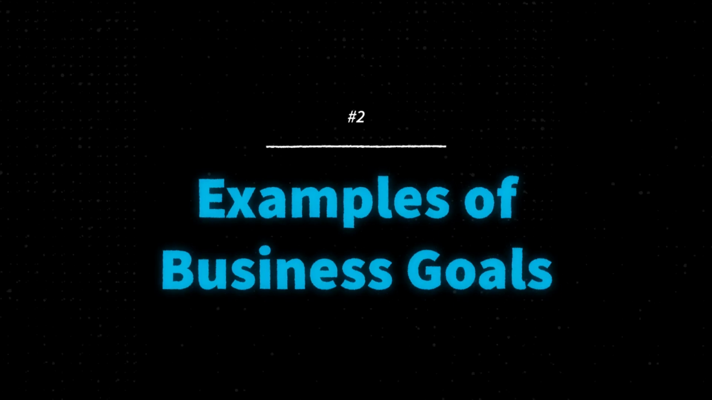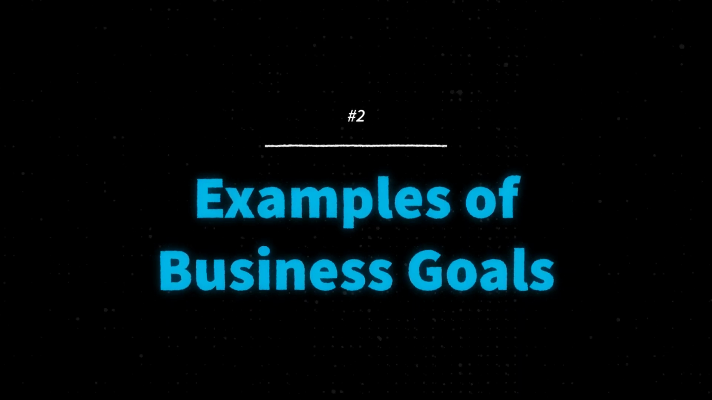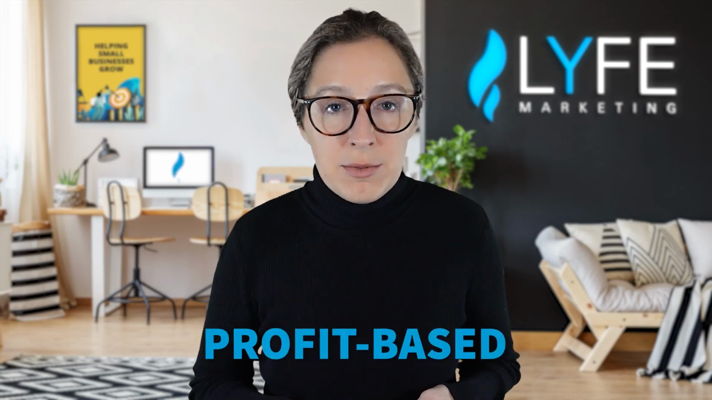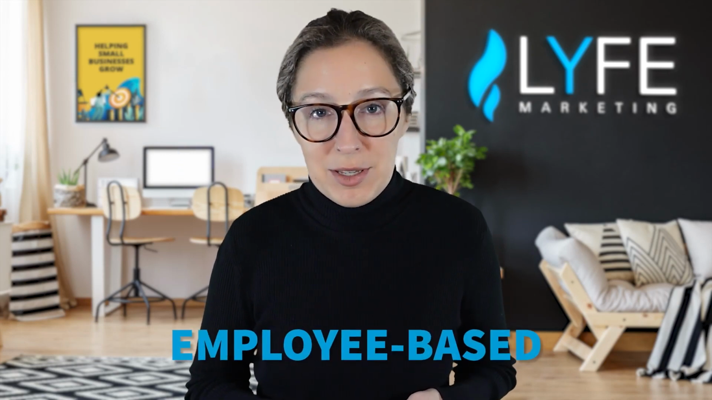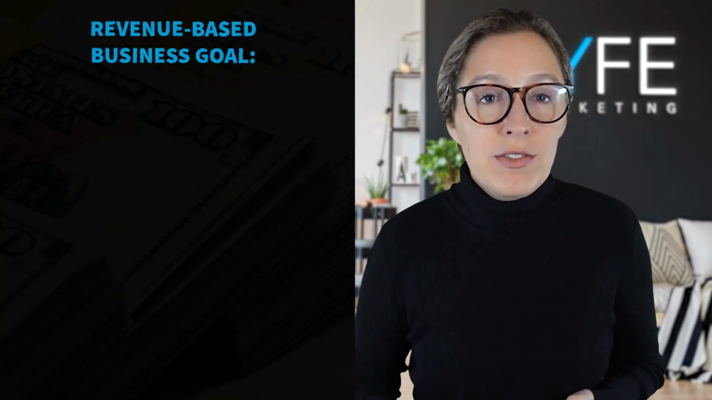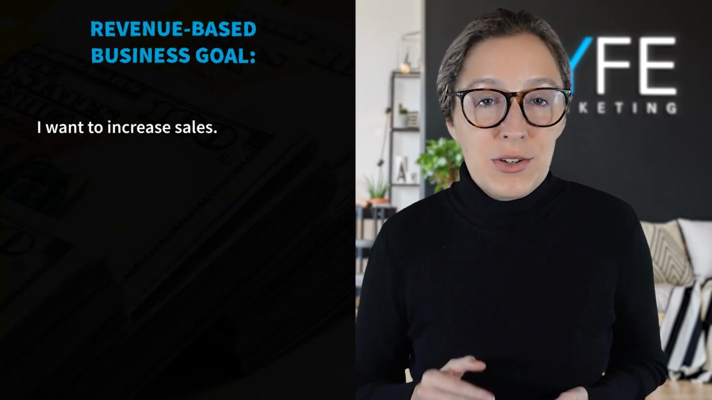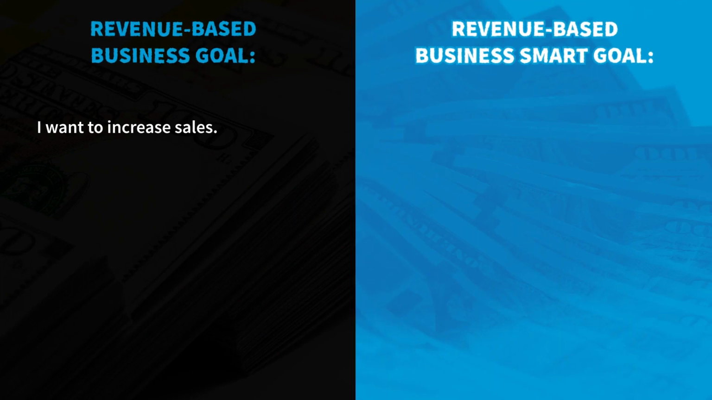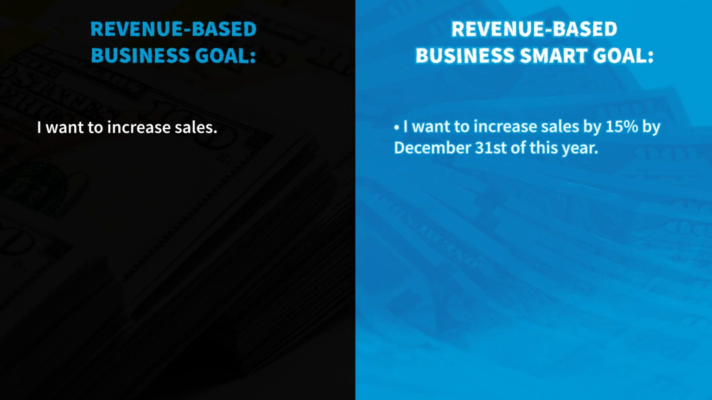All right, now let's talk about some examples of business goals. These are the 4 types of goals you can have: revenue-based, profit-based, customer-based, and employee-based. So let's go over some examples of each. Here's an example of a revenue-based goal. I want to increase sales, but let's make it a SMART goal. I want to increase sales by 15% by December 31st of this year.